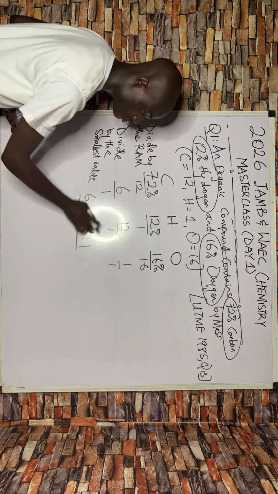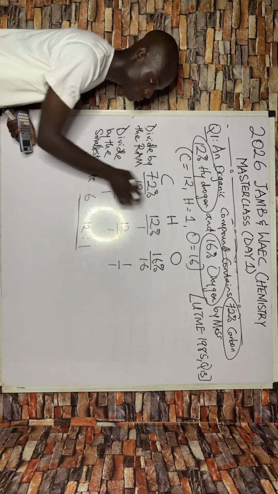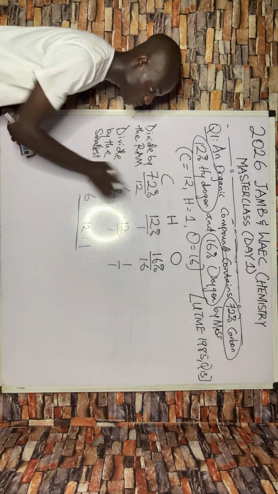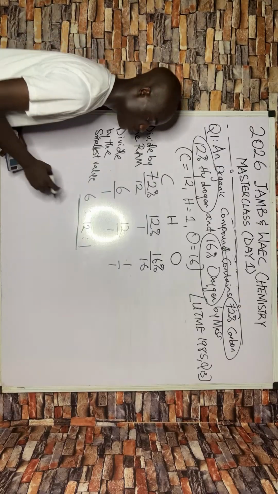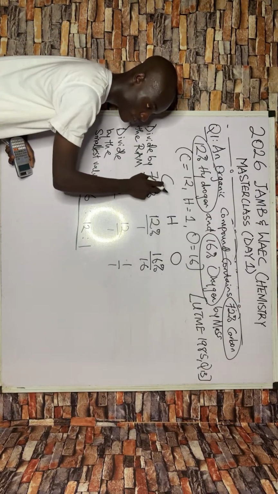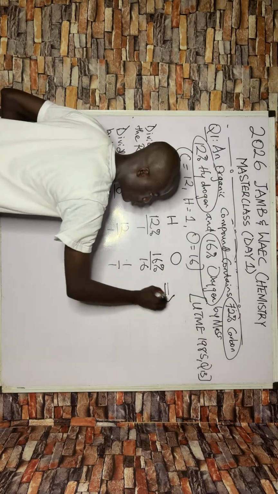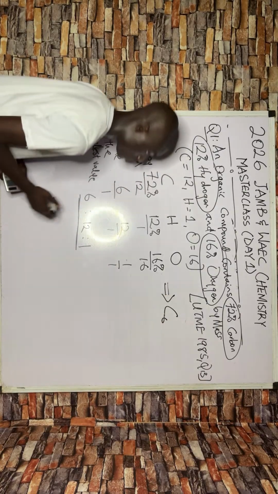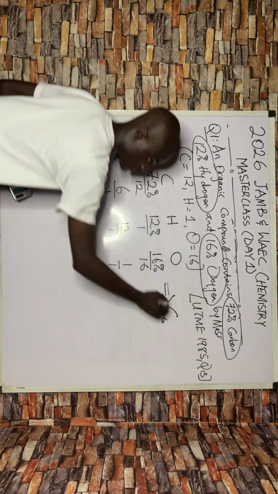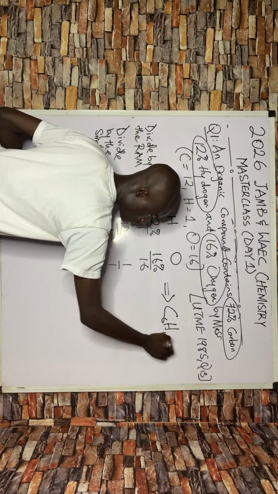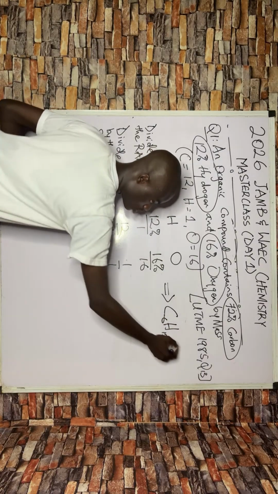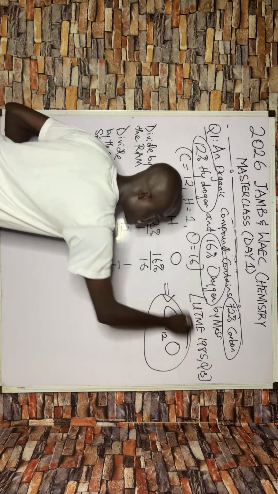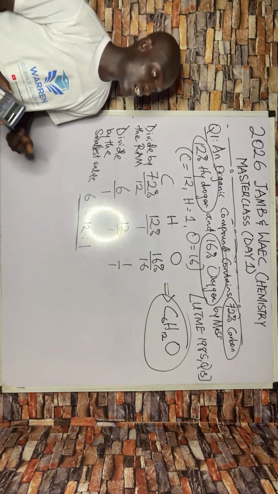Since we have gotten this answer, we are now going to pair the numbers to the elements they follow. So this is going to be 6 atoms of carbon, so our final answer will become C6. For hydrogen, we have 12, so this is going to be H12. And for oxygen, we have 1, so it's going to be O. This is the empirical formula for this compound.